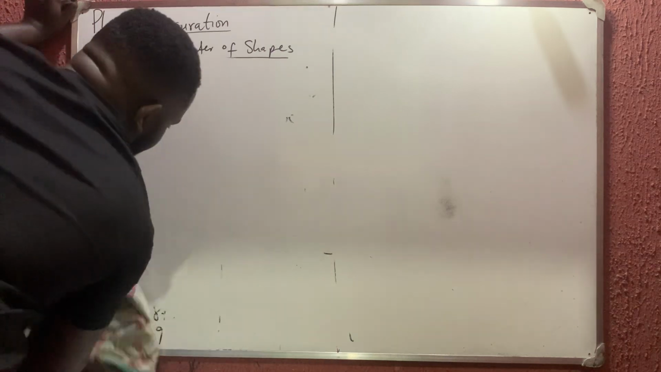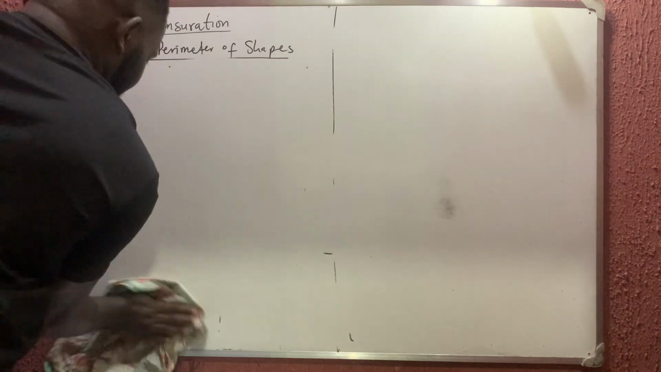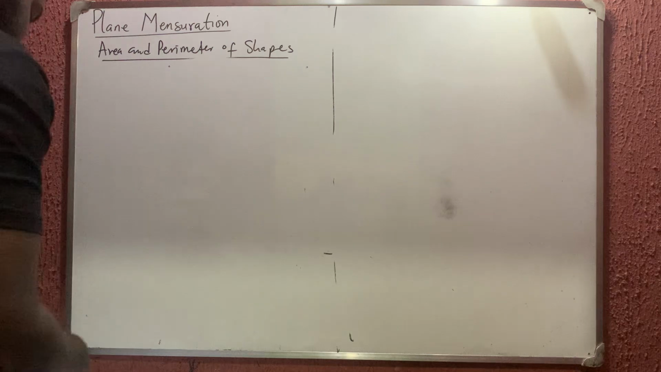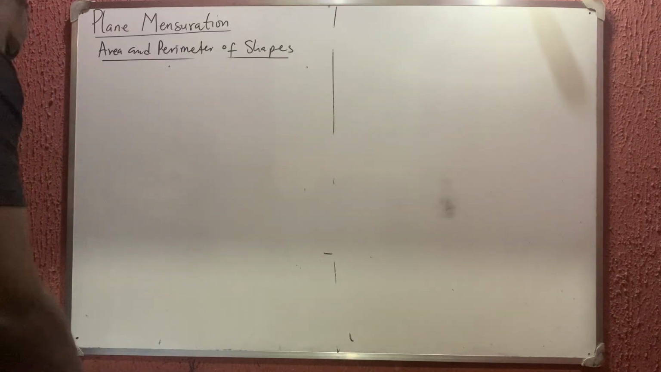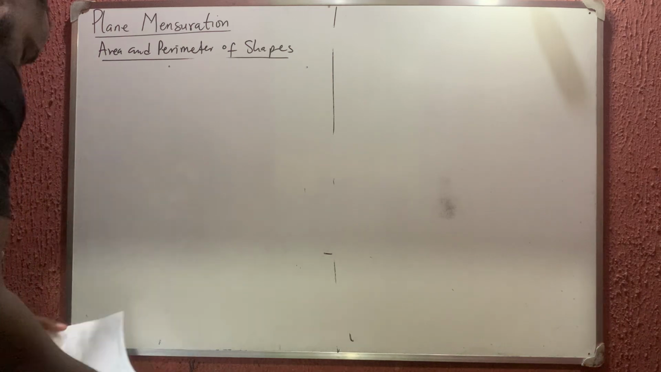So perimeter and area is a very simple something. But don't forget that we're still talking about a rectangular shape. We'll still go to other shapes. So let's just finish everything about rectangular shape.